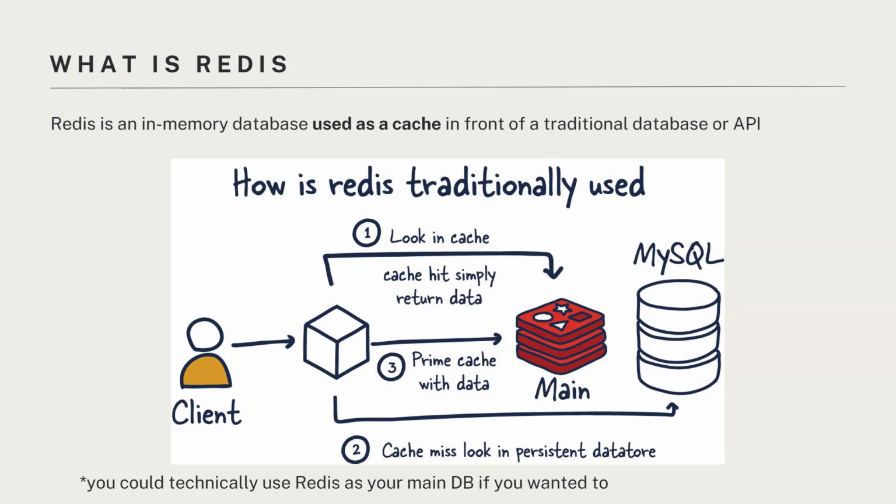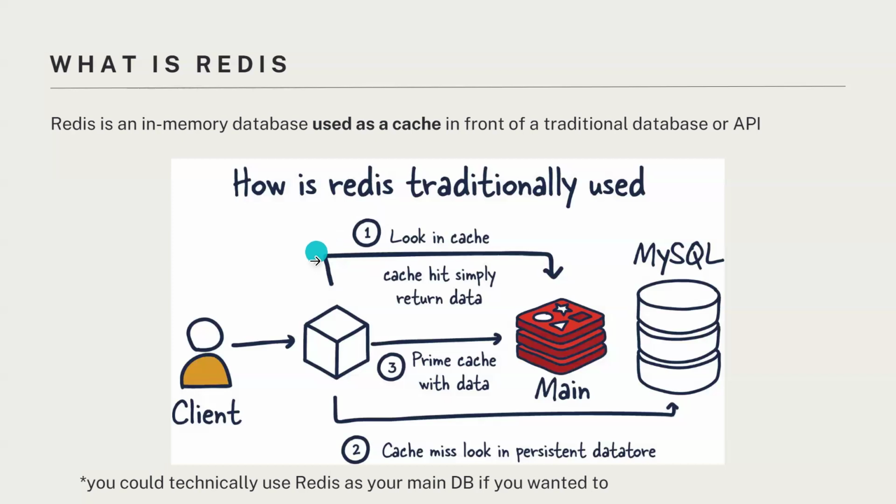So this is a diagram of how it's traditionally used. The first step is the client makes a request. First it checks in the cache. It checks Redis, tries to get whatever is at the key. And if that data exists in your cache, then great, you just return it really fast. You don't have to make any API calls or anything, and everyone's happy.